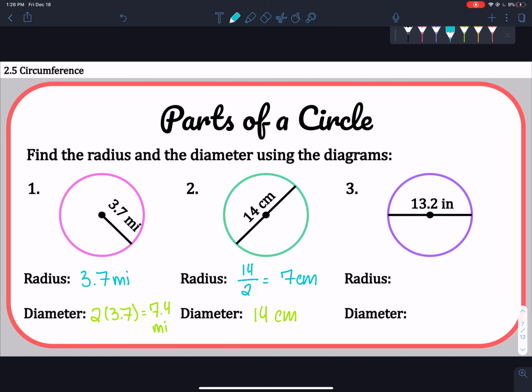Try the last one, see what you get for an answer. I'm going to continue doing it. For this one, it looks like we're given the diameter, and it is 13.2 inches. Again, to find my radius, I have to divide by 2. So I'm going to do 13.2 divided by 2. When I type that into my calculator, I get 6.6 inches. And there we go. That's how we can find our radius and diameter when we're given diagrams that have certain parts labeled.